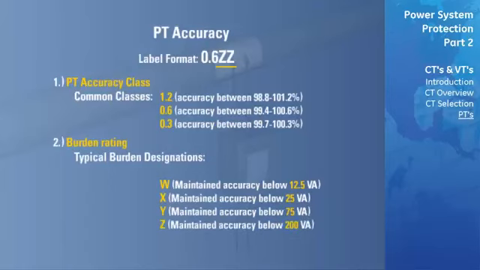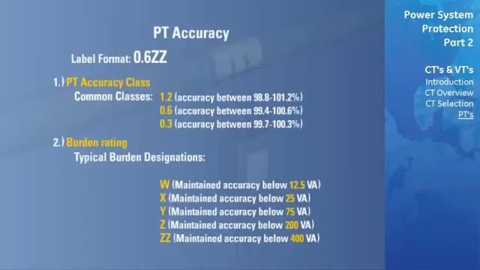The Z rating indicates the PT will operate accurately as long as the burden doesn't exceed 200 volt-amperes. And the double Z rating indicates the PT will operate accurately as long as the burden doesn't exceed 400 volt-amperes. If at any time the burden exceeds the PT's rating, the accuracy classification will be compromised. In this example, the PT rated 0.6 double Z would have an accuracy between 99.4 and 100.6% as long as the burden of the PT remains under 400 volt-amperes.